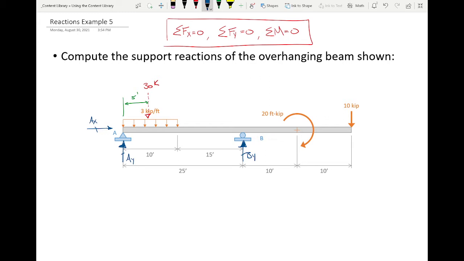Then I'll sum forces in the Y direction to get the vertical reaction at A. And then I'll sum forces in the X direction. We'll do that one last. Again, I think you can probably guess what it is, but I do want to leave it till last because I want to make a point about it. Okay. So let's start off. Let me scroll down a little bit.